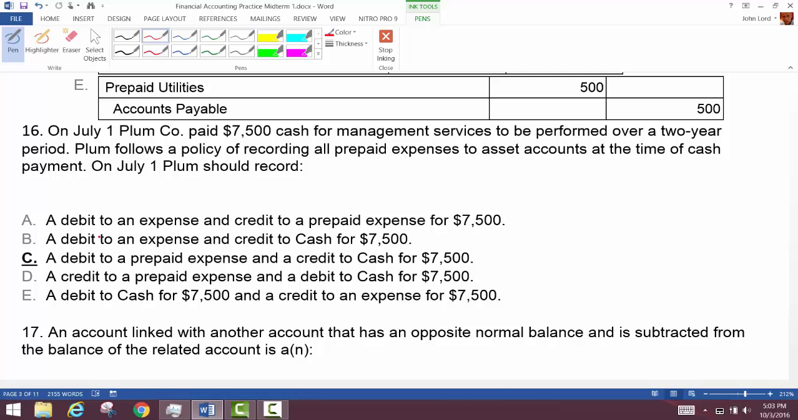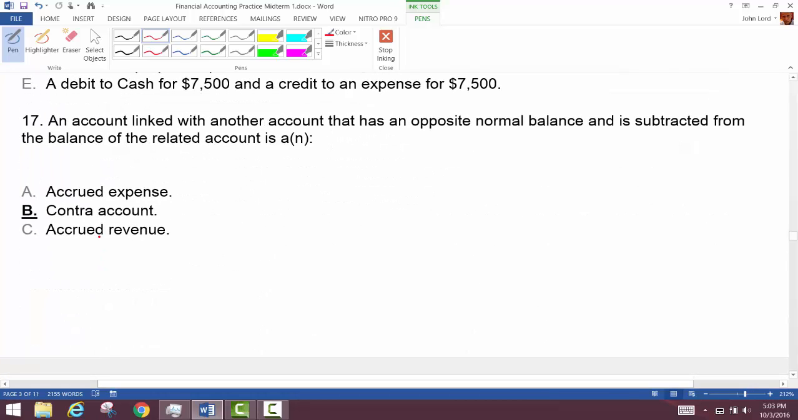Okay, good. Number 17. An account linked with another account that has an opposite normal balance and is subtracted from the balance of the related account is called a contra asset. Anybody got a classic example of a contra asset account?